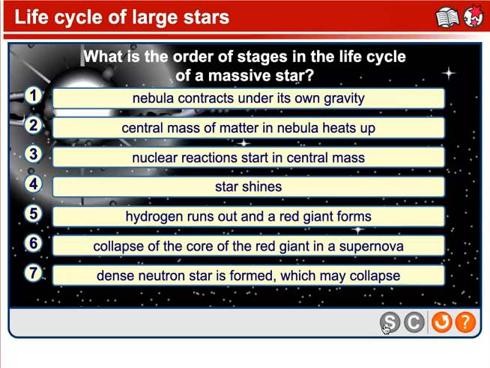Number 5, hydrogen runs out and a red giant forms. Number 6, collapse of the core of a red giant in a supernova. And number 7, dense neutron star is formed, which may collapse.